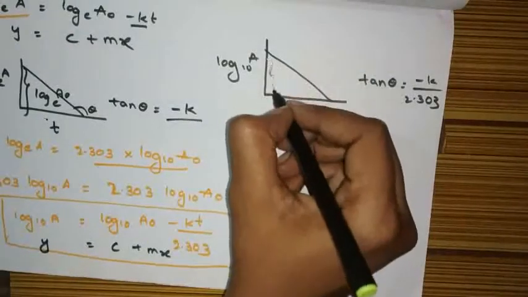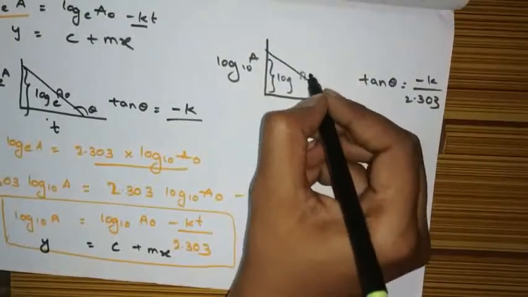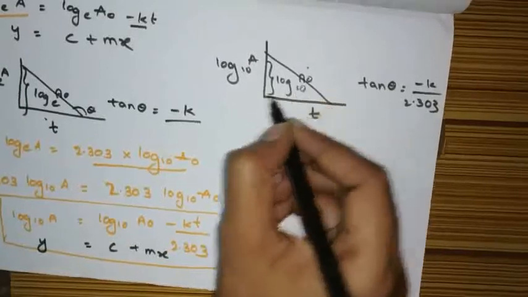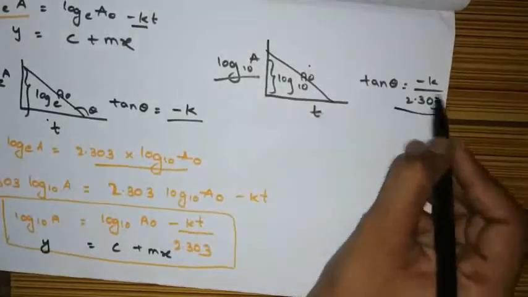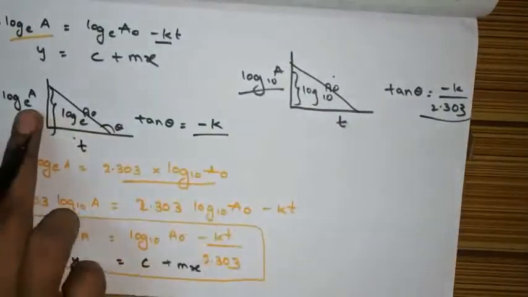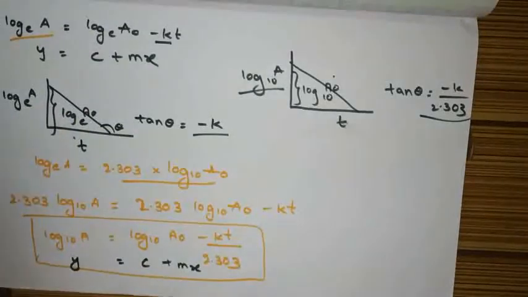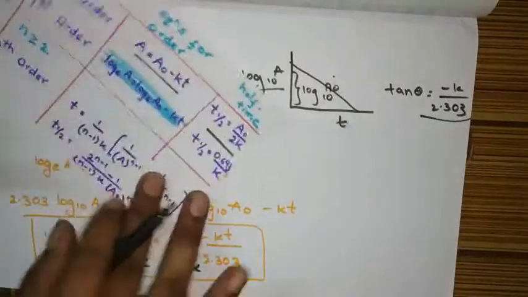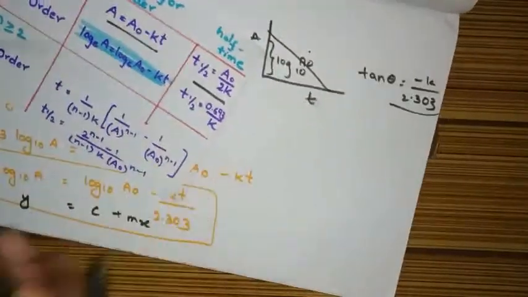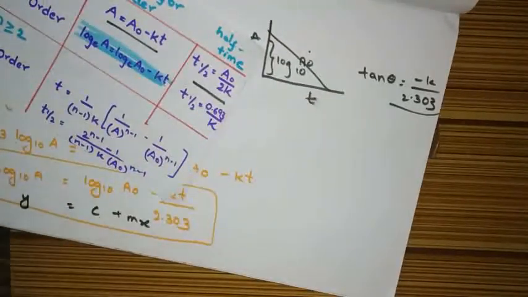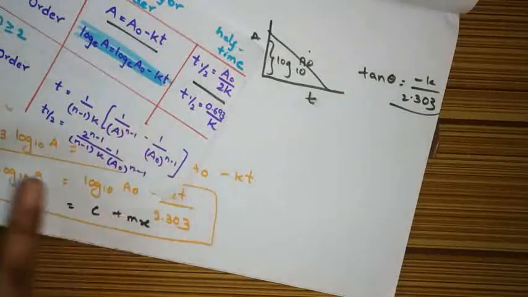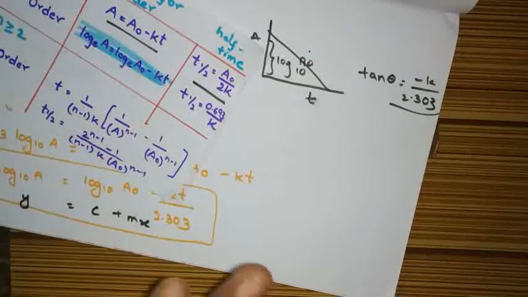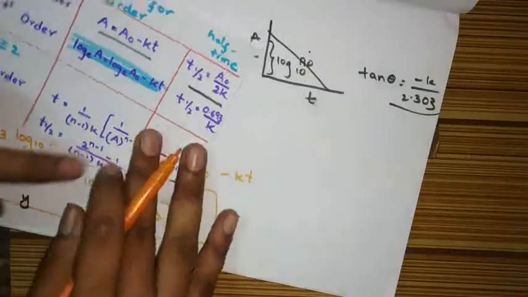And this intercept value will be the same, log a naught. If log 10 is there, it is divided by 2.303. If log e is there, it is minus k. That's it. Now there is another form also, that is the exponential form. Very important. See, a first order reaction will never ever complete. Okay, it will never complete.